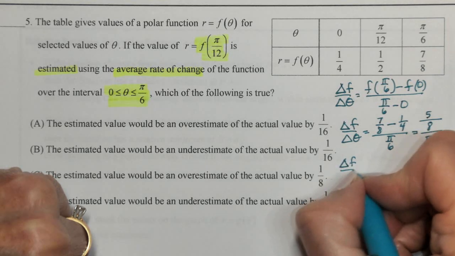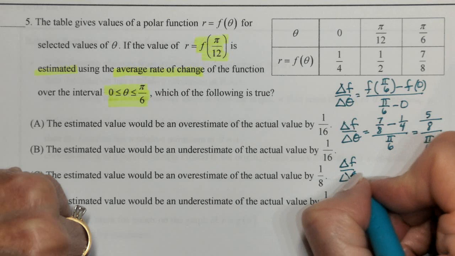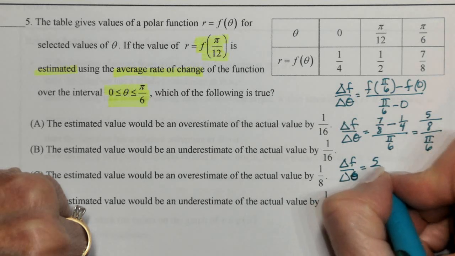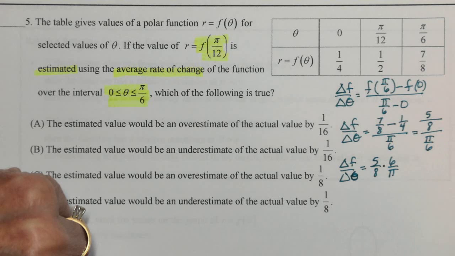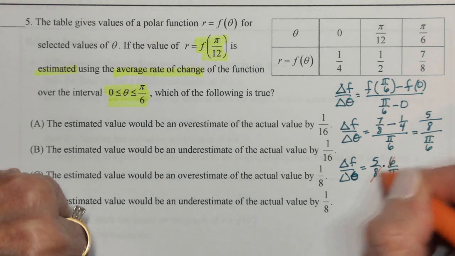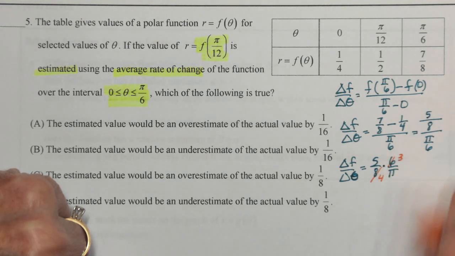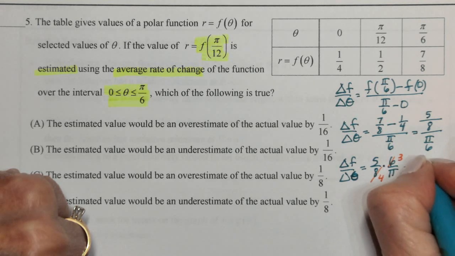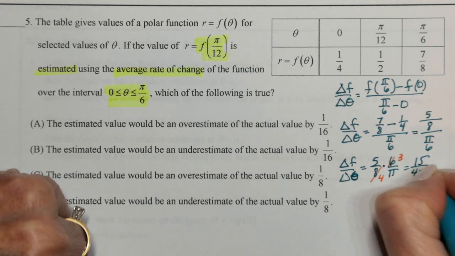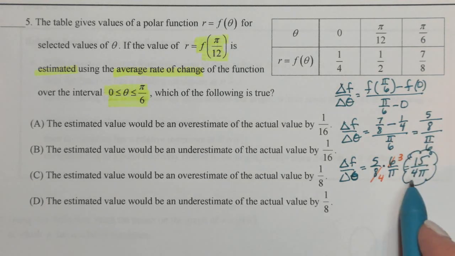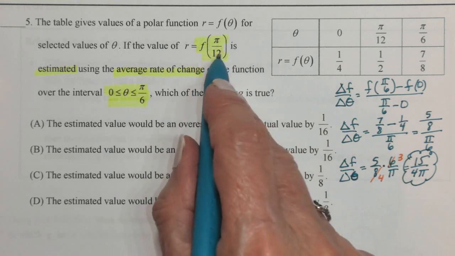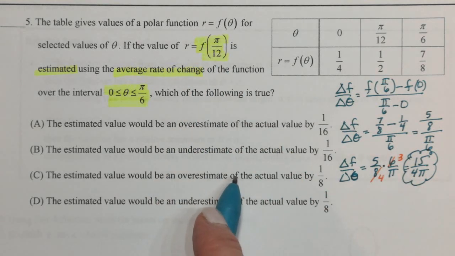So the average rate of change is 5/8 times 6 over pi. We can reduce this, take a 2 out of each, and we get 3 and 4. So this is 15 over 4 pi. The average rate of change is 15 over 4 pi. I'm going to take that and use it to approximate f of pi over 12.